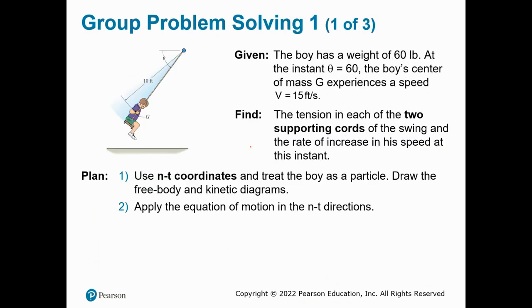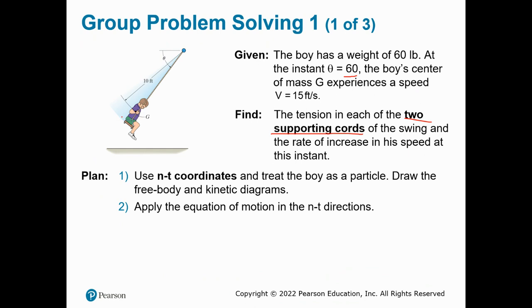Next example, I have this little boy sitting on a swing going back and forth, right? We know at that instant theta is 60 degrees, and the boy's center of mass, G, is moving at a speed of v equals 15 feet per second. We're looking for the tension in each of the two supporting cords.